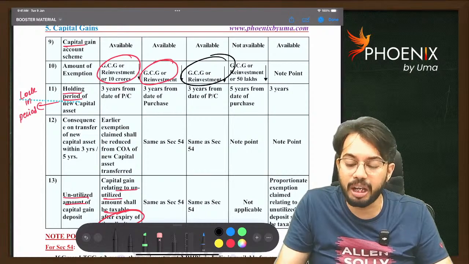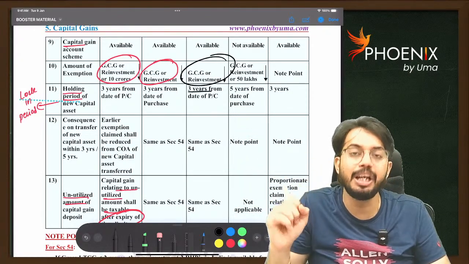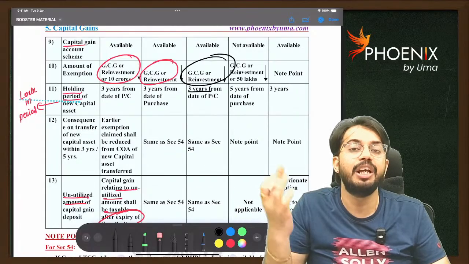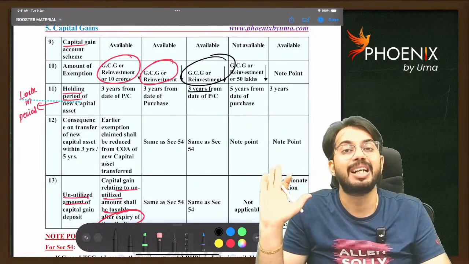Sir, is there any lock-in period? Yes, 3 years. Whatever the new land or building that you are purchasing, you should not transfer within 3 years. If you transfer, the earlier exemption claimed will be reversed and taxable as capital gain.